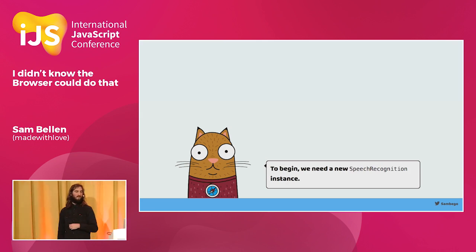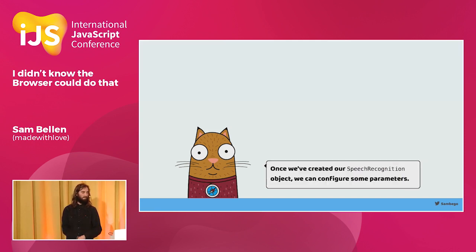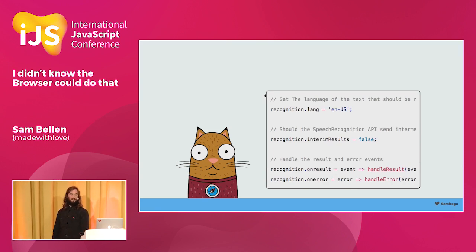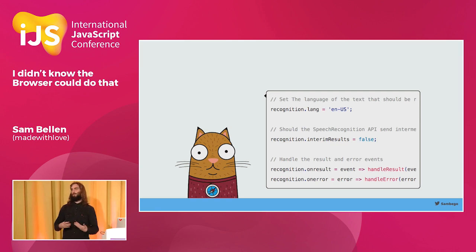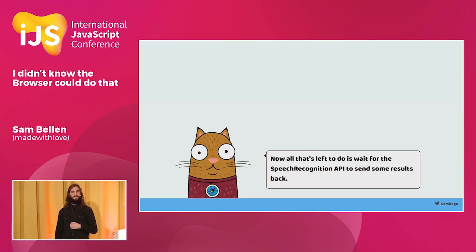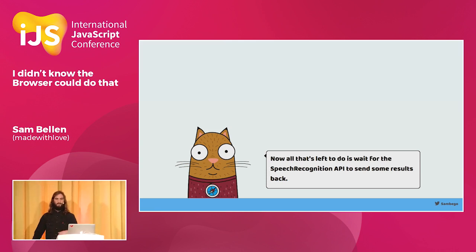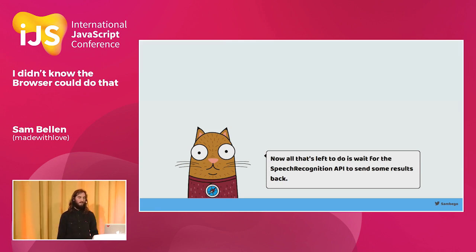So the first thing you need is a speech recognition instance, like this. And you can configure some parameters like we're going to talk English, I don't want intermediate results, and what to do when you get a result back or what to do when you get an error back. And that's about everything you need to do to make your browser listen to you, understand you, and have fun with it. You can do all kinds of stuff with this, like, for example, create your own personal assistant in the browser, somebody who listens to you and responds to what you say.